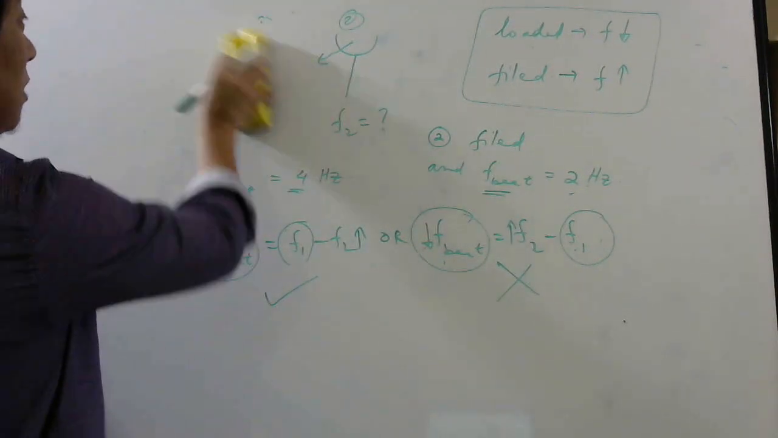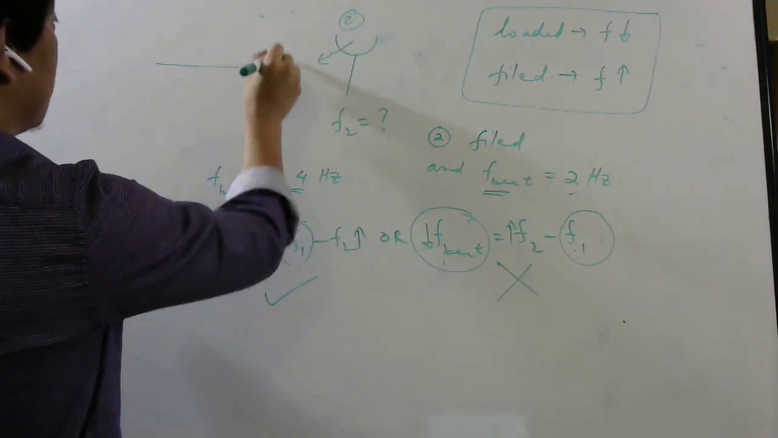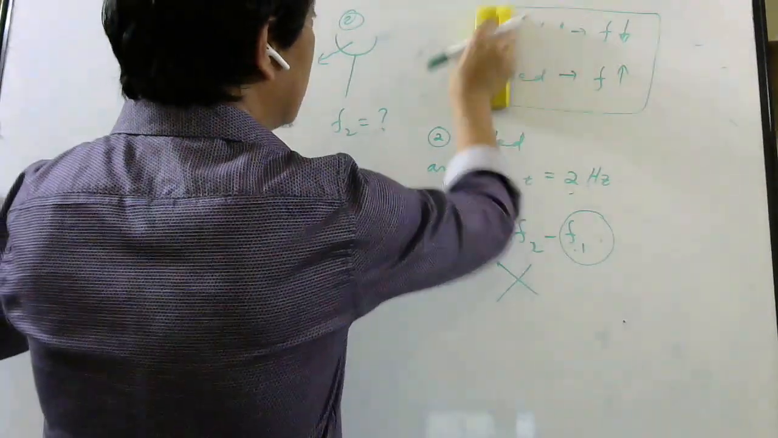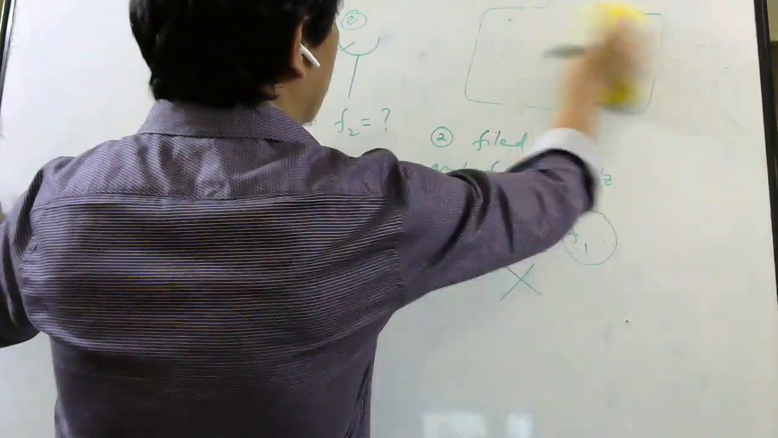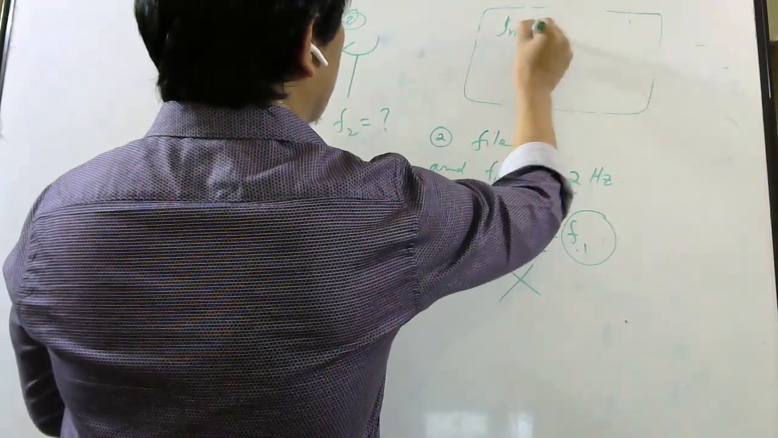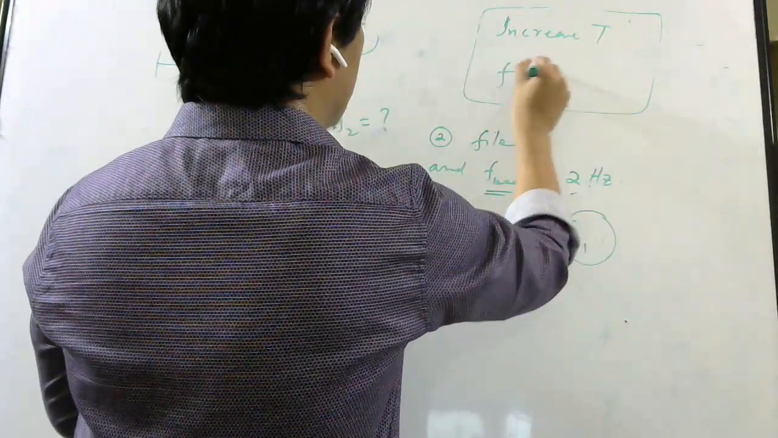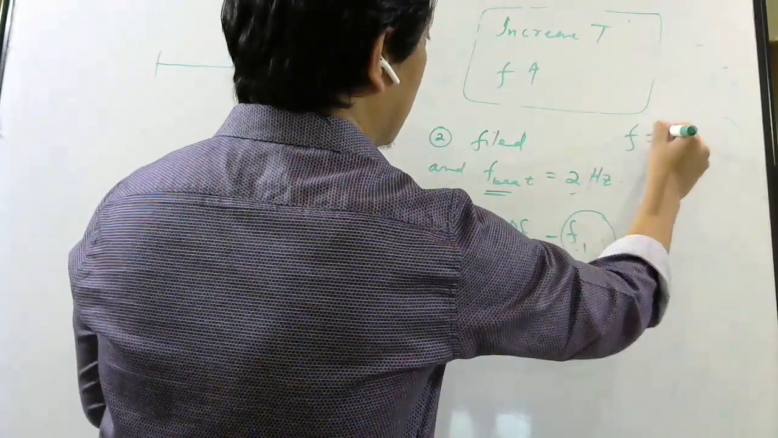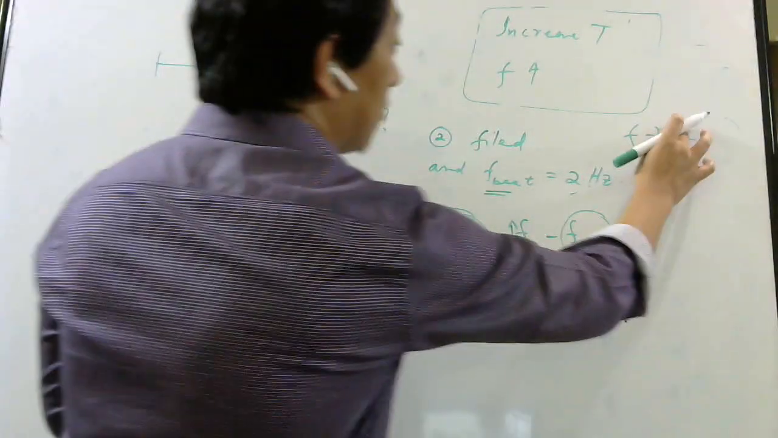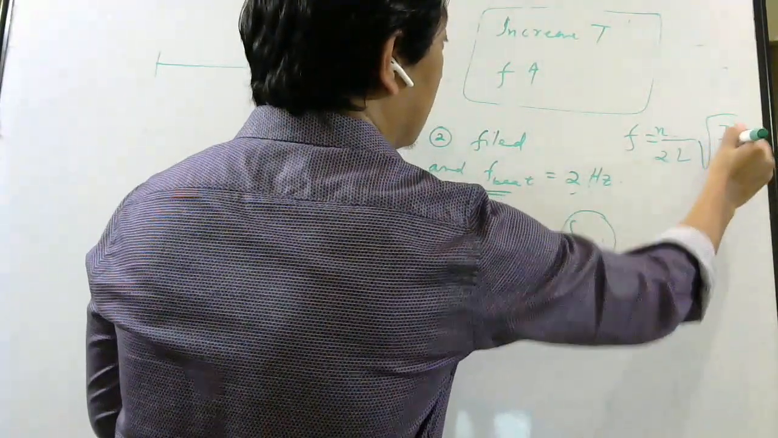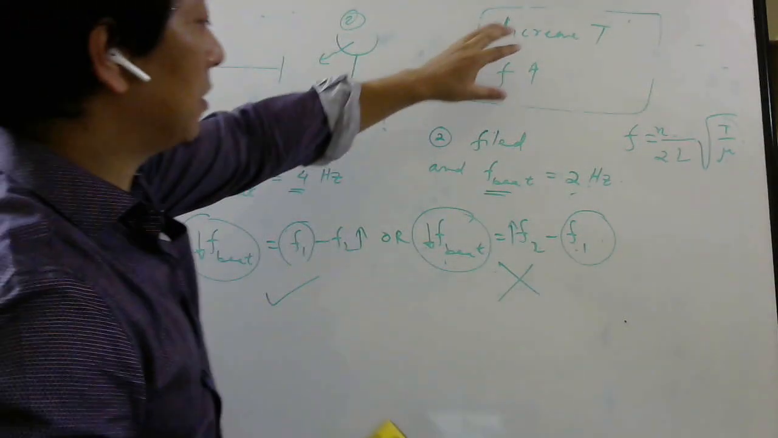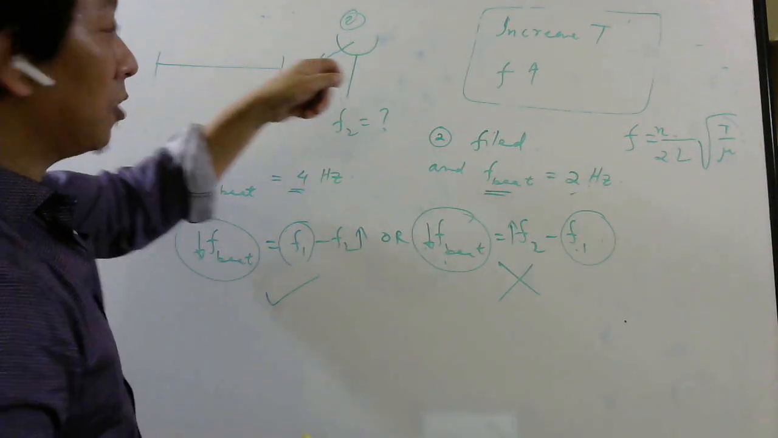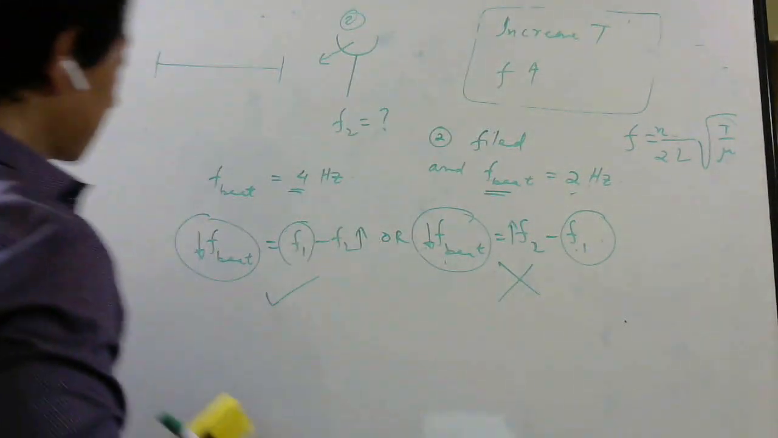Sometimes one of them may be a tuning fork and the other one may be a string. In case of a string, loading and filing cannot be done. What they can do is increase the tension. If you increase tension, then frequency will increase. Why? The fundamental frequency of a string is V by 2L, or nth harmonic means n times V by 2L. And what is V? Root over tension by mu. So if they don't mention tuning forks, they will mention a string. And in case of a string, how would you change frequency? By changing the tension.